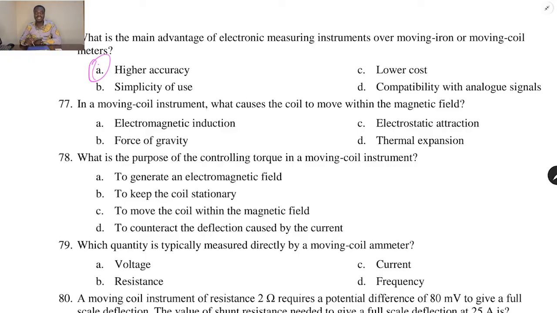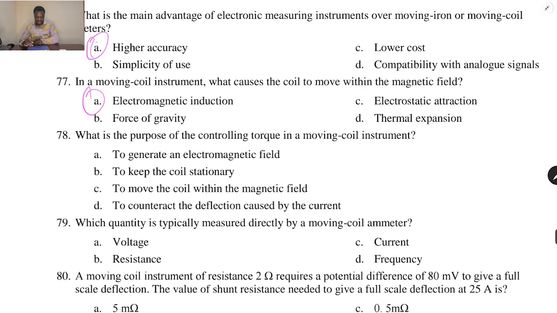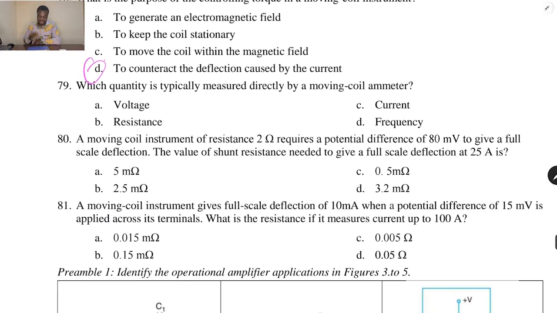This is a repeated question, but I think in the other one that I saw, the answer here is A, electromagnetic induction. Right? What is the purpose of controlling torque in a moving coil instrument? Here, the answer is going to be D. This is the same as the ones that I solved.